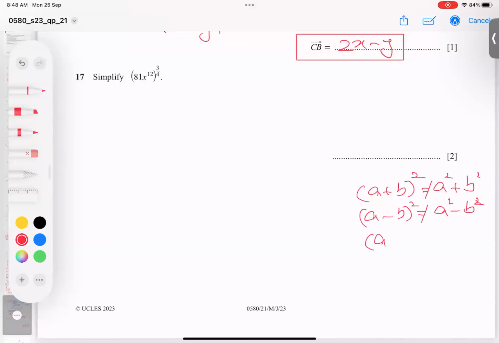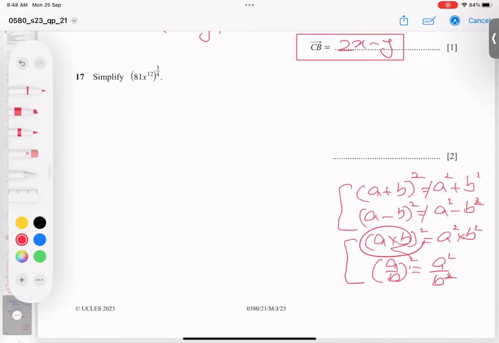But in case of multiply, it is true. So a squared times b squared is true. And in case of dividing, a over b to power 2, so a squared by b squared is true. So adding and subtracting are not possible; multiplying and dividing are possible. And here it is multiplying. So it means I can give this 81 to power 3/4 separately, and times x to power 12 and power 3/4 separately. And here, simply because it's 2 marks, we can type it in the calculator even.